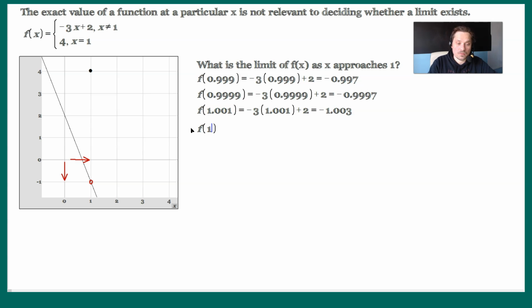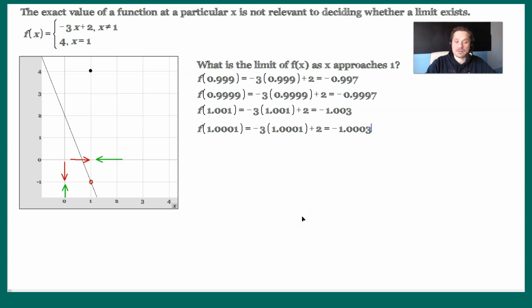Do f of 1.0001. That's really close to 1, but still to the right of it. It's going to be negative 3 times 1.0001 plus 2. Punch this into your calculator and you find that it's equal to negative 1.0003. You can visualize that aspect of the process by doing the following. When x is approaching 1 from the right side, the output values are sliding towards negative 1, but they're doing it from below, right there, you see?